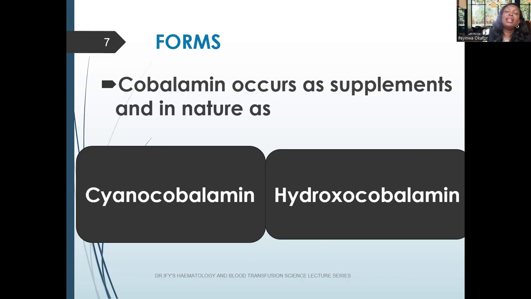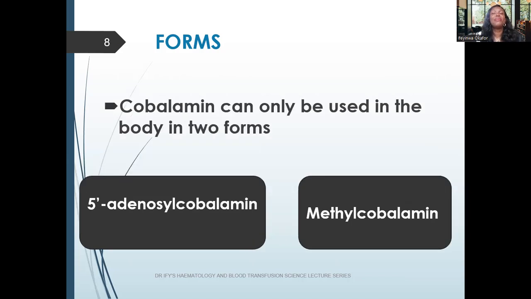Cobalamin occurs as supplements and in nature in two forms. We have vitamin B12 as supplements, and in nature it occurs as cyanocobalamin and hydroxycobalamin. But in our body, cobalamin can only perform its function in two forms: either as adenosylcobalamin or methylcobalamin.